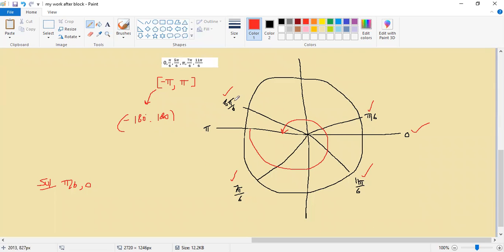And 5 pi over 6, so 6 can go into 18 3 times, and 3 times 5 is 15, so that's just 150. So 150 is also on this interval from negative 180 to 180. So 5 pi over 6 also is on this particular interval. And since we're including pi, pi is also on this interval, 180. So we'll include pi in our assessment here.